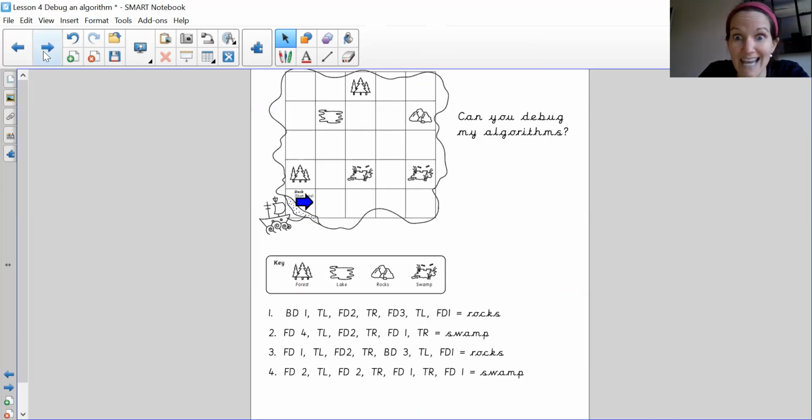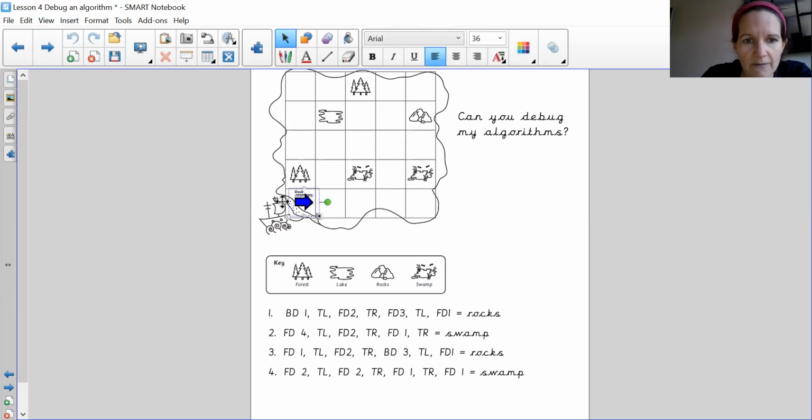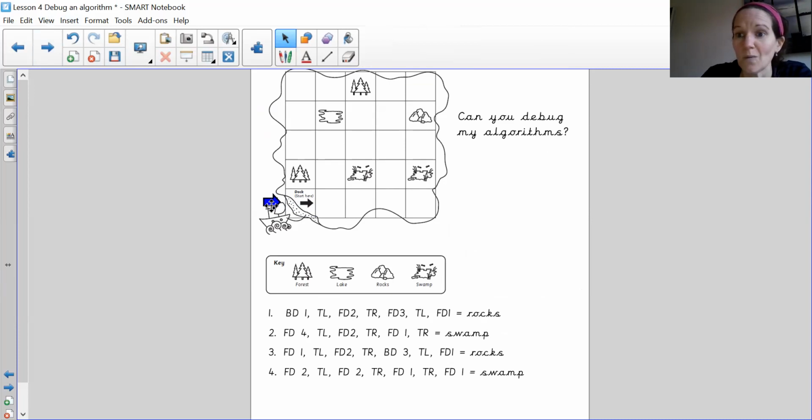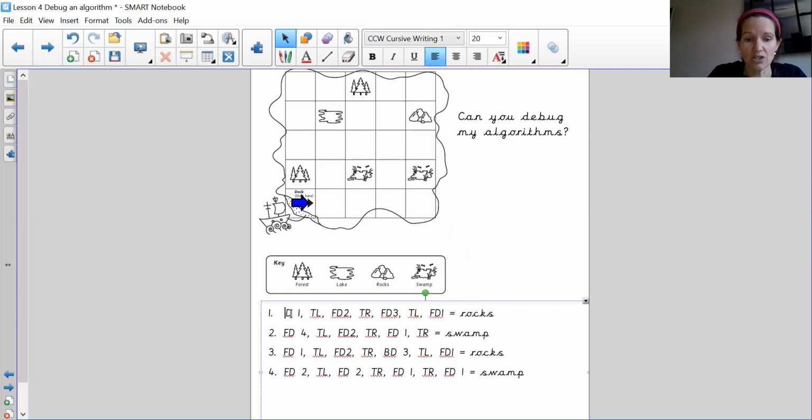So what I've got for you today is 4 algorithms, and I want you to program my algorithm and find my mistakes. So let's do number 1 together. I'm saying number 1 will get me to the rocks. So let's try it. Backwards 1. Oh, can you see my mistake already? Can I go backwards off a map? No. So right away, I need to change that to forwards 1, don't I?